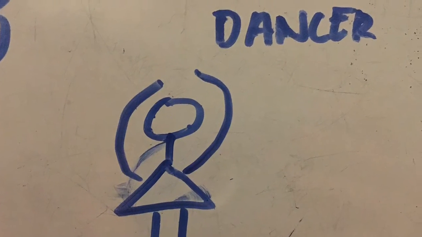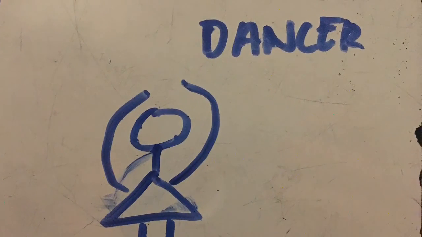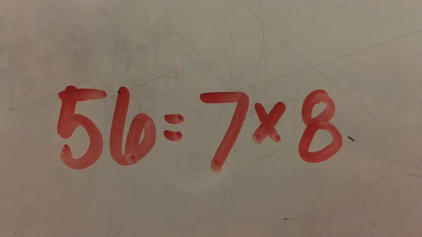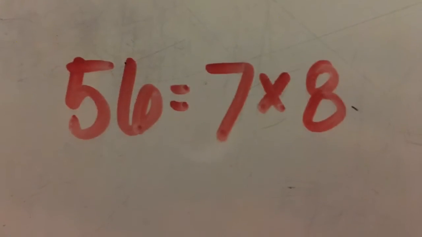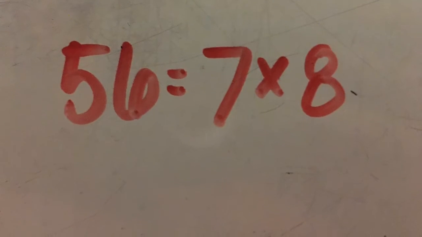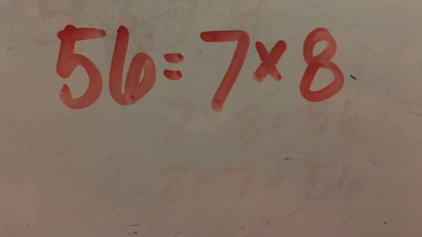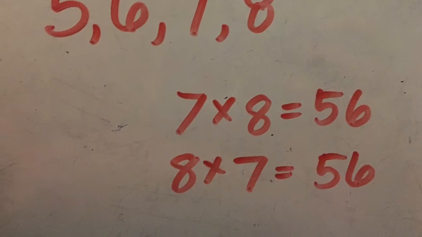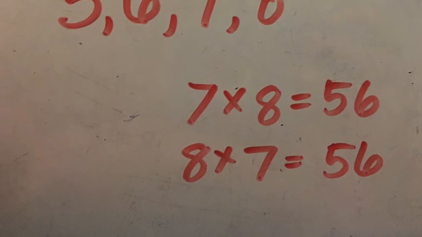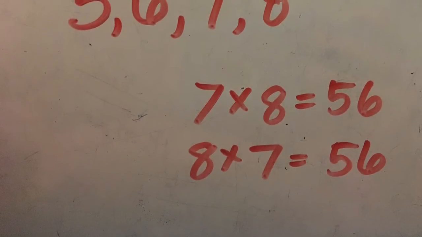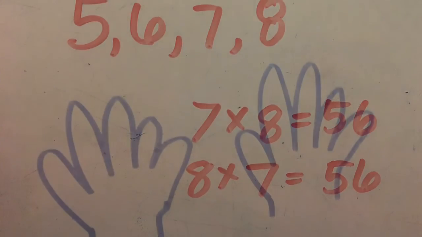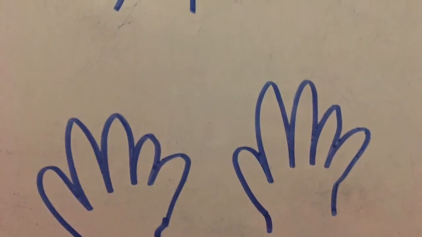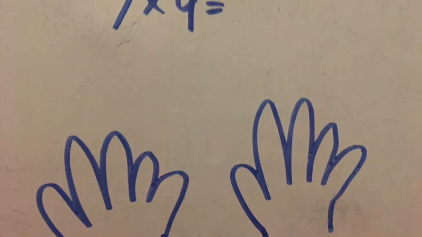All right, here we have a little lovely stick person dancer. And when people are dancers, they have to count their steps. And they go 5, 6, 7, 8. If I put it in that order, 56 equals 7 times 8. So 7 times 8 is 56, and 8 times 7 is 56.